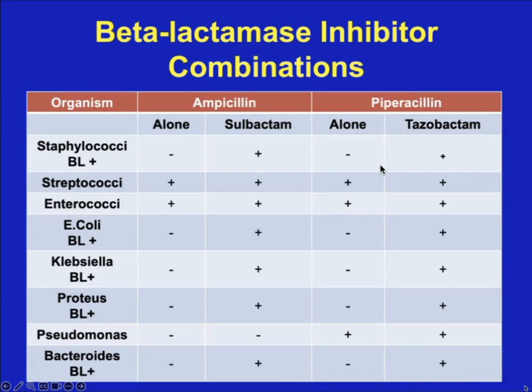Let's talk about beta-lactamase inhibitors. What does that actually do as far as coverage? I've got two examples of commonly used drugs: Unasyn with ampicillin, Zosyn with piperacillin. If you add the beta-lactamase inhibitor, it improves your beta-lactamase producing gram negatives, but it also improves your Staph aureus coverage and your anaerobic coverage. You have to understand it doesn't improve other things. Adding tazobactam does nothing for Pseudomonas. Adding sulbactam to ampicillin does nothing for Streptococci.